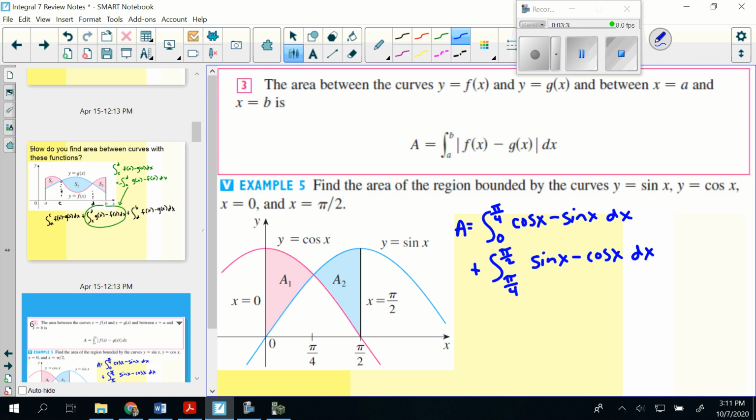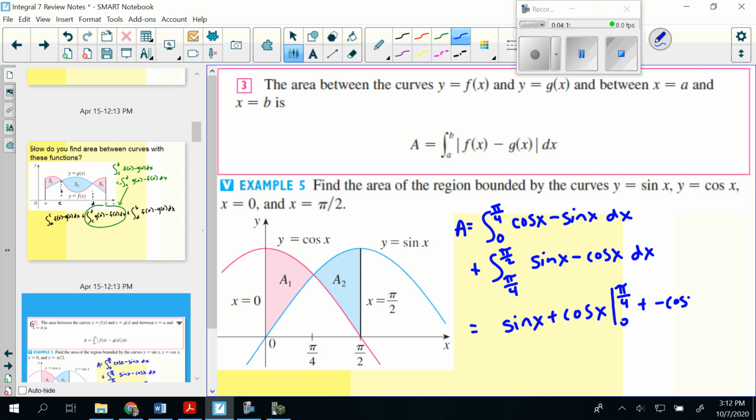So if we went through and solved this out, this should give us the answer. We'll do it this way, then we'll show you the other way with the absolute value. Now if we find our antiderivatives for both: the antiderivative of cosine is sine. The antiderivative of sine is negative cosine, but because there's a negative there, it's like minus negative cosine. We'll just write that as plus cosine. Evaluated from pi over 4 to 0, plus, now our antiderivative for this next one would be negative cosine.